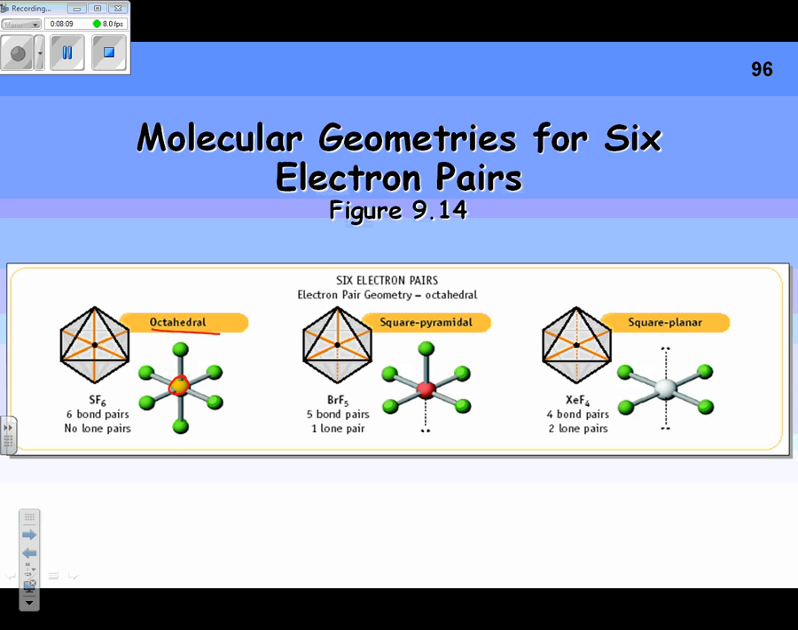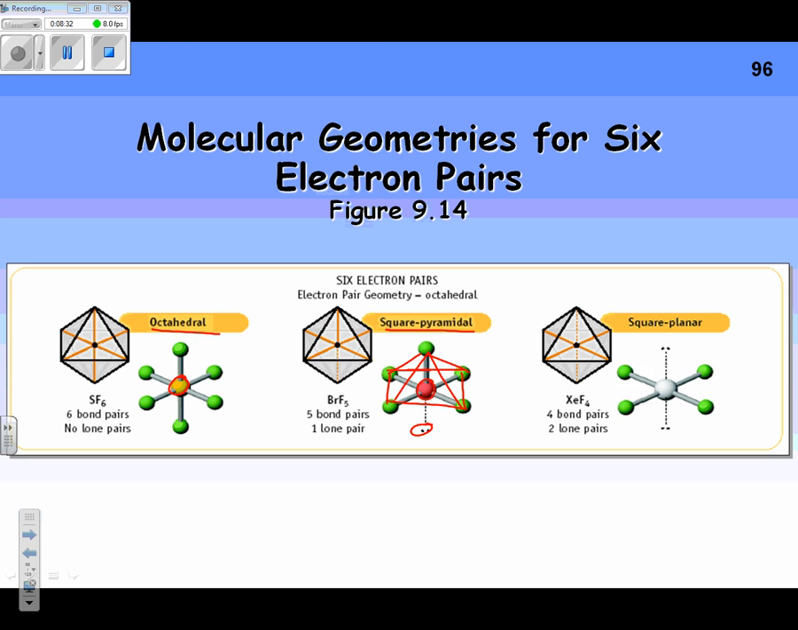If I have six things around a center atom, but one of them is an unshared pair, the unshared pair takes up more space than a bonding pair, and it pushes the others slightly closer together. This one ends up as square pyramidal, because these guys are all in one plane, so it looks like a square-bottom pyramid.